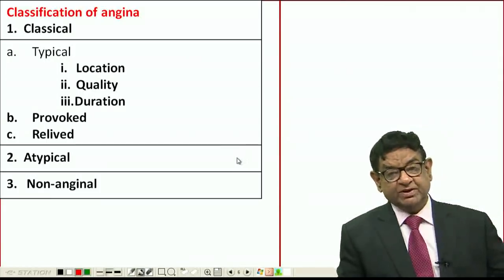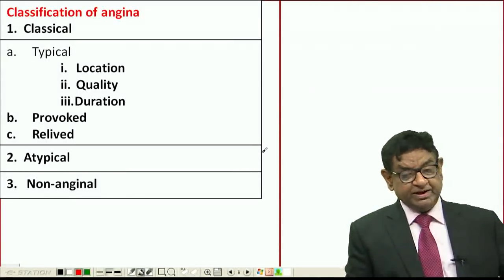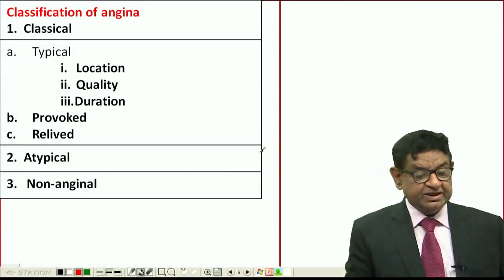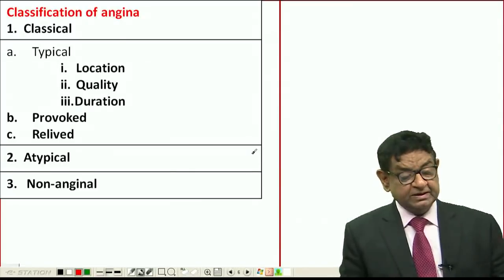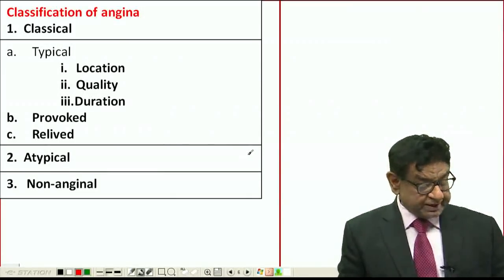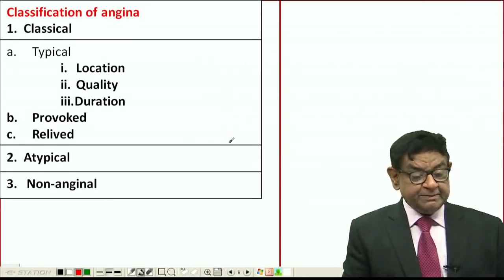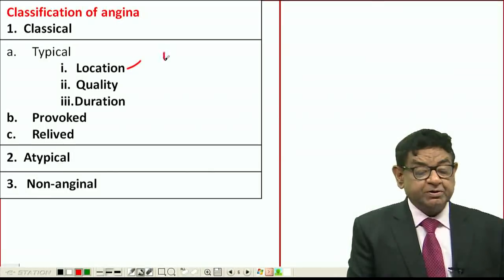Well, after that we talk about the classification of angina. How do we really classify angina? So first of all, we have typical angina, or atypical, or non-anginal pain. In typical angina, the location of the pain is retrosternal.